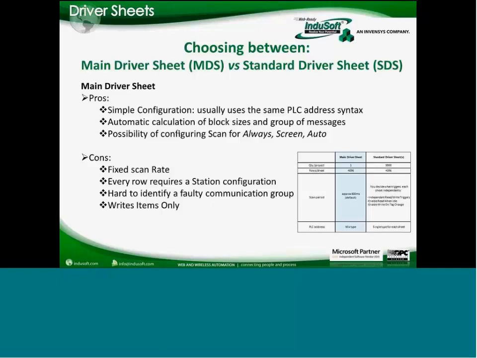The cons for the main driver sheet are a fixed scan rate for all the tags. And on every single row, you have to put the station field that you want to communicate with. It's a little bit difficult to identify, when you have errors, which group is faulting. And you can write items only. You cannot write groups like you can using the standard driver sheet, where you can write in just one shot all the parameters for one recipe, for instance. On the main driver sheet, you can use only one of them.